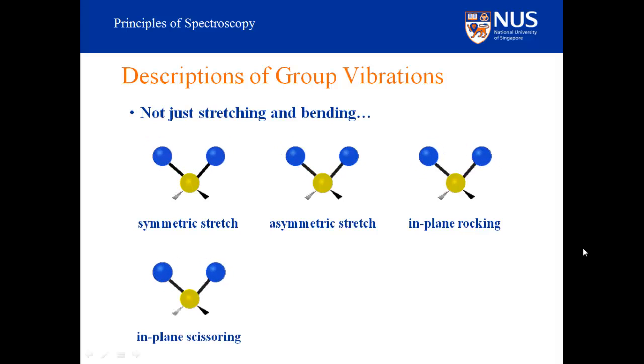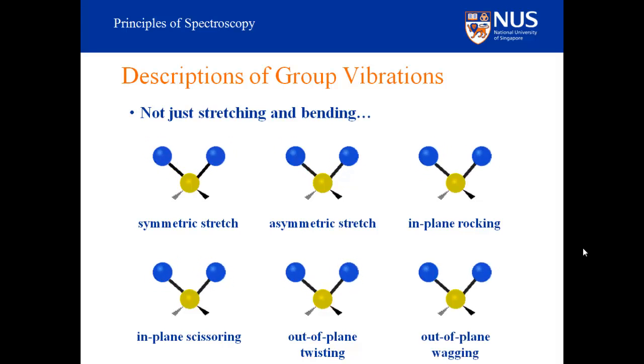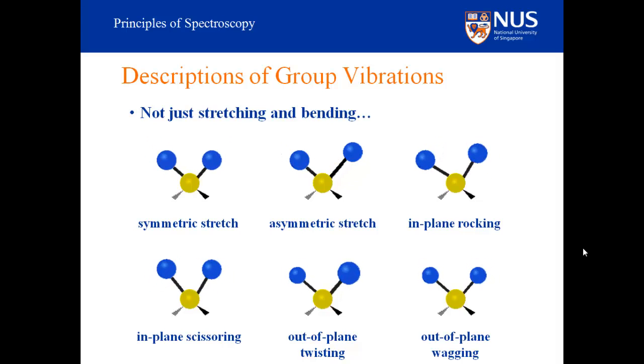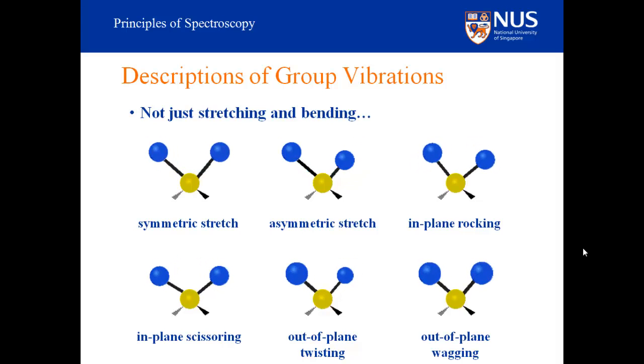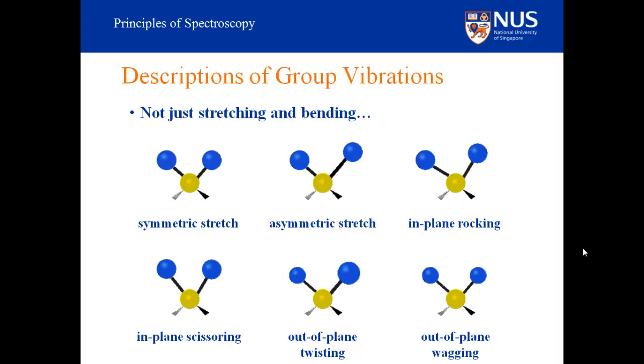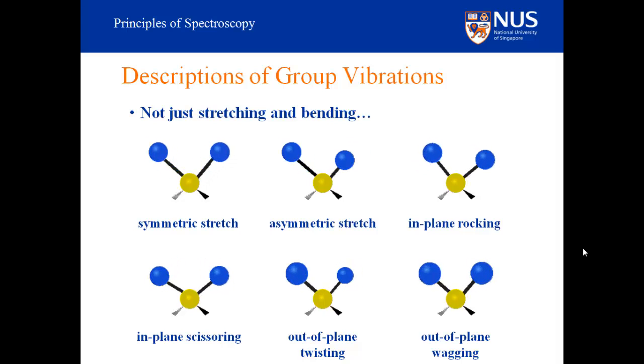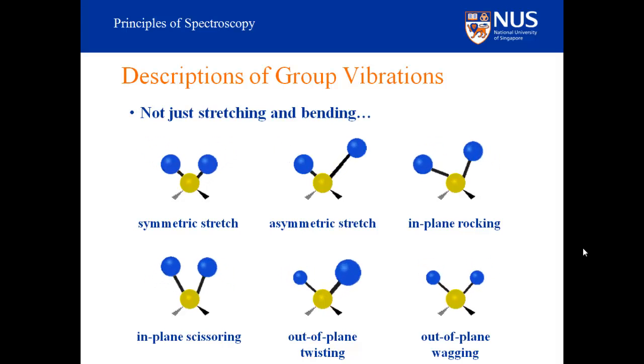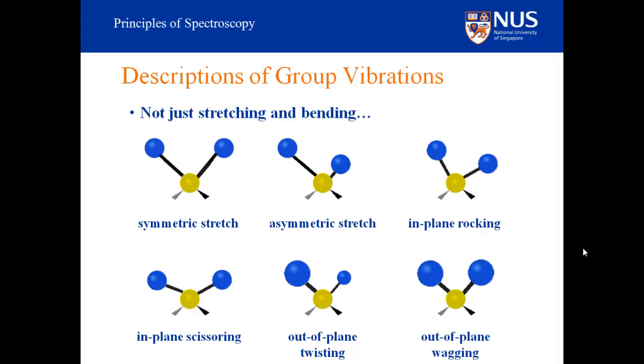We can also get an in-plane scissoring motion. And of course we can get this sort of out-of-plane twisting motion. And then of course we can have an out-of-plane wagging motion. Again, I don't expect you to memorize these. These are purely for reference purposes. If you need to describe these things in your experimental work, then this is normally the way we do so.